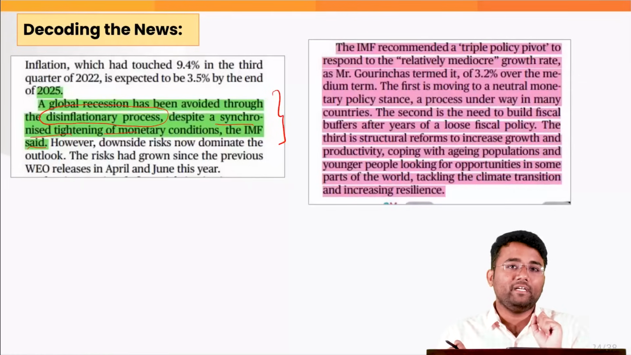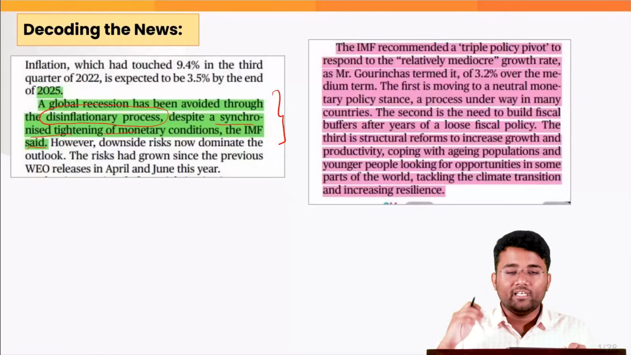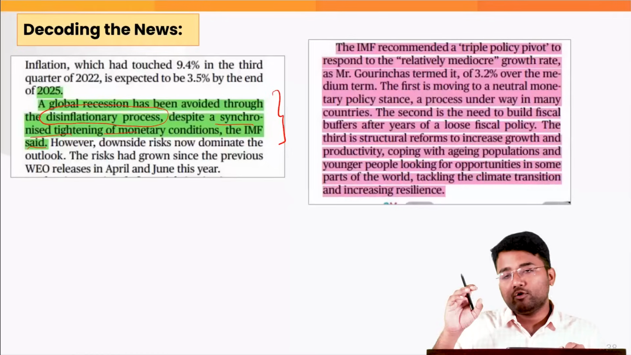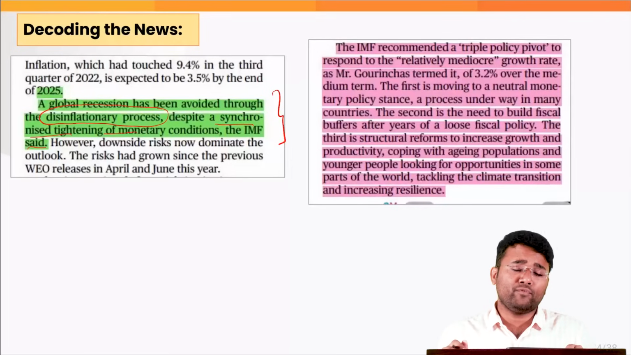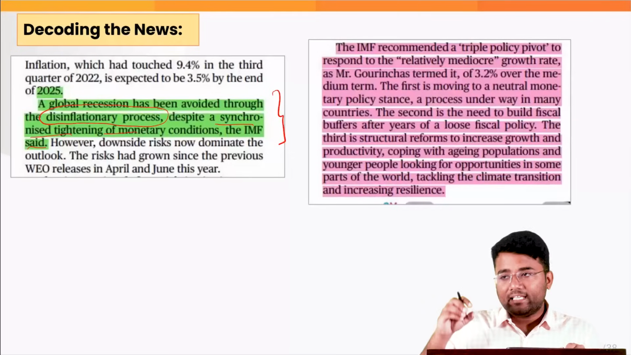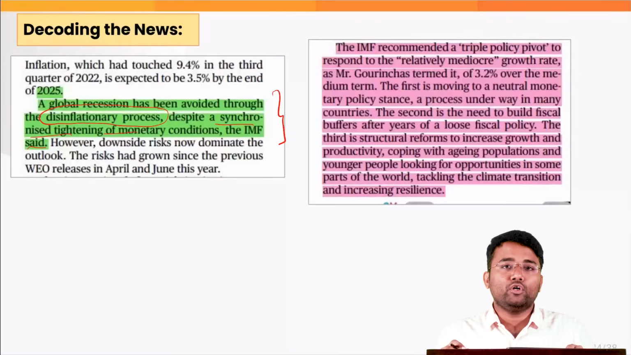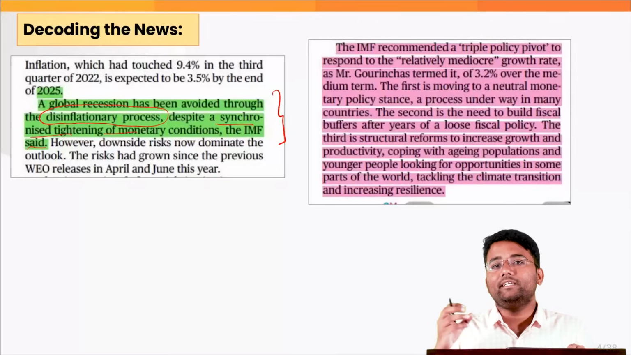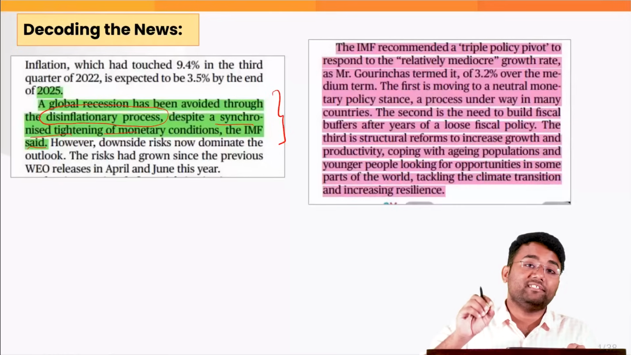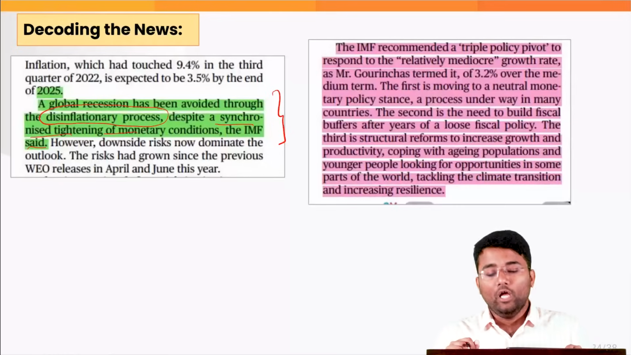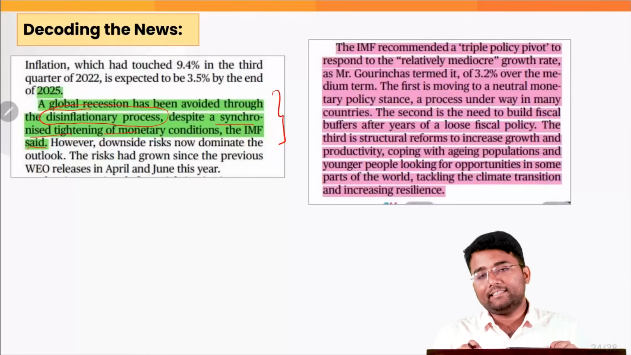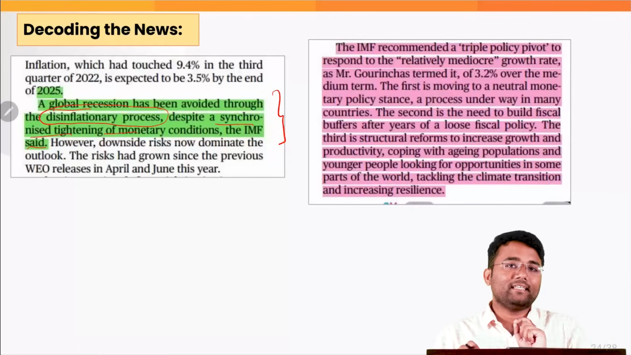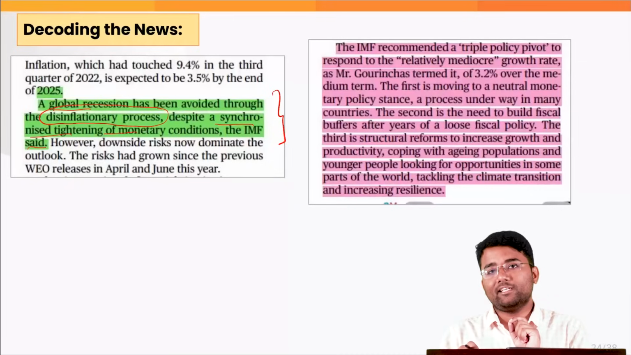For example, in case of India, there has been an increase in the repo rate and there has been no decrease in the repo rate even after the last few meetings of the Monetary Policy Committee, because the RBI in case of India and other central banks want to ensure that there is less liquidity in the economy so that inflation can be tackled properly. So what the particular article says is that a global recession is avoided because of this disinflationary process.